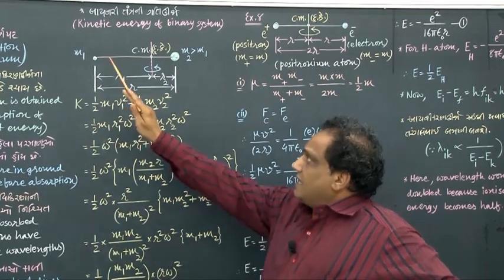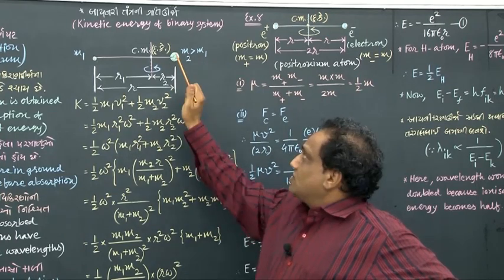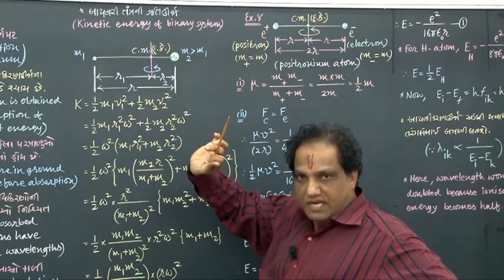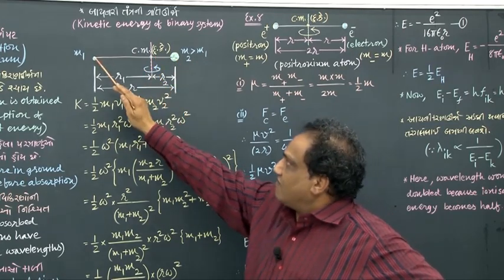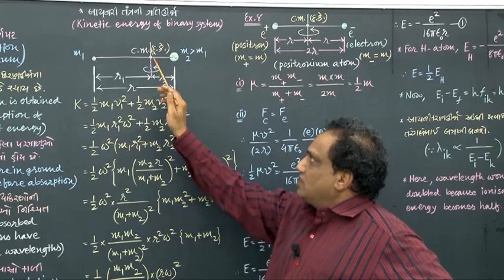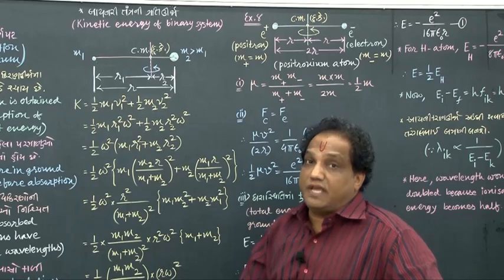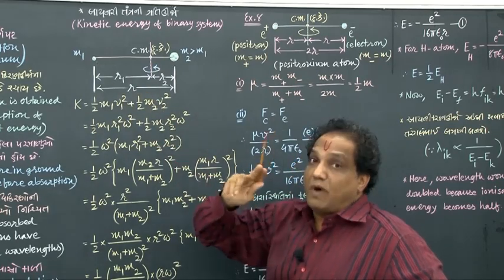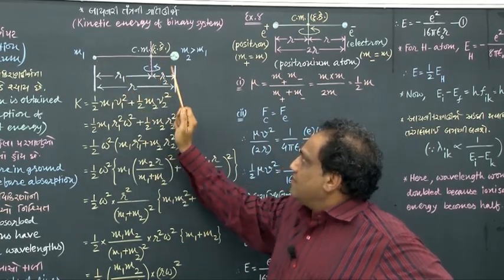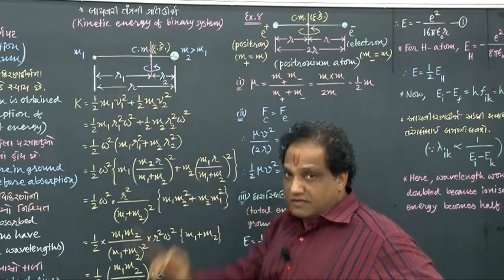Take this particle with mass m1, and this particle with mass m2. Because this mass is heavier, the center of mass is closer to this heavier body, away from the lighter body. This is an axis passing through the center of mass, about which both particles keep rotating with constant angular speed. Such a system is called a binary system. This distance I am taking as r1, this distance as r2, and the total distance between the two particles as r.